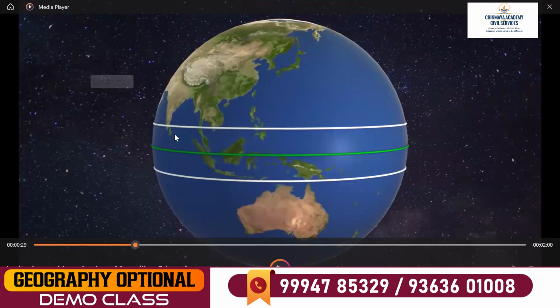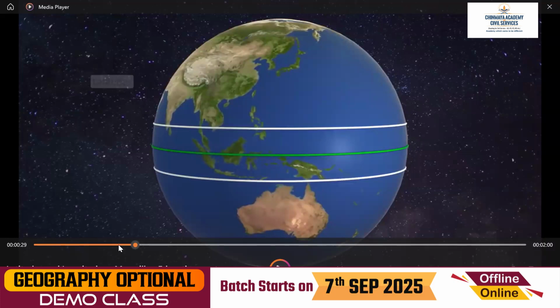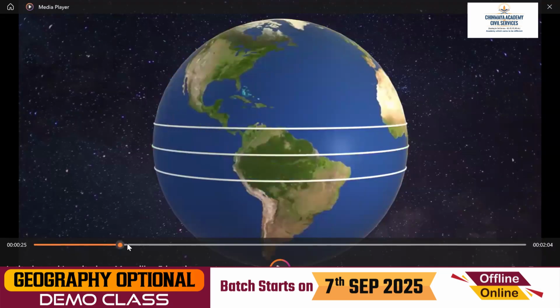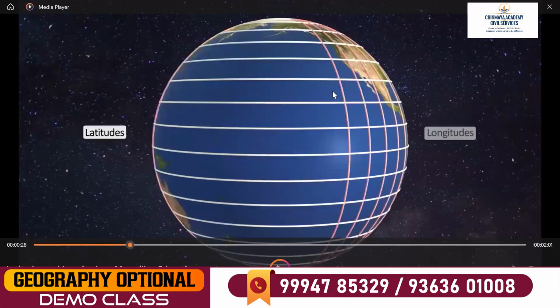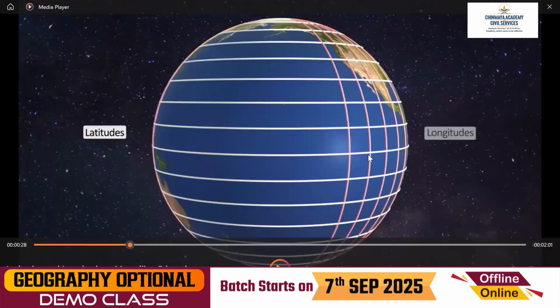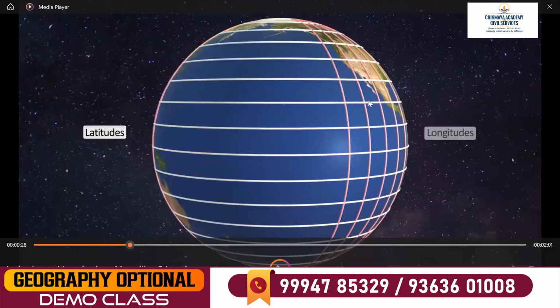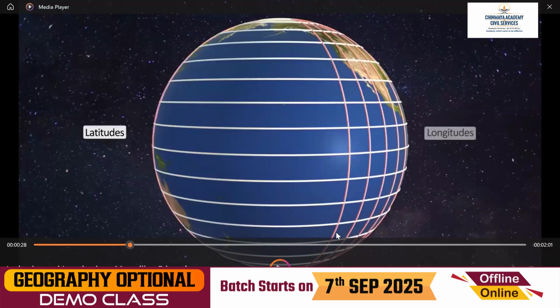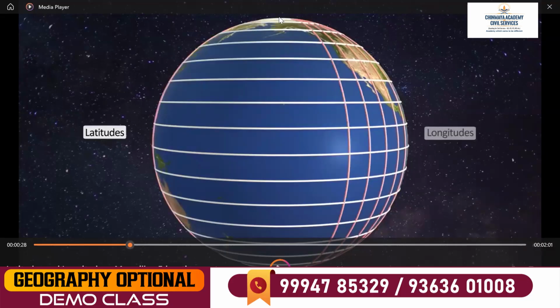But in case of longitudes, it is not so. Wherever you cut, all will be equal. So this is an important point. At the same time, the gap between two longitudes is reducing when you move towards the poles, north pole or south pole. Finally, at the pole, there is no gap between two longitudes.